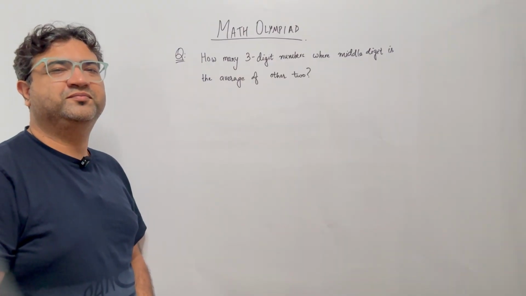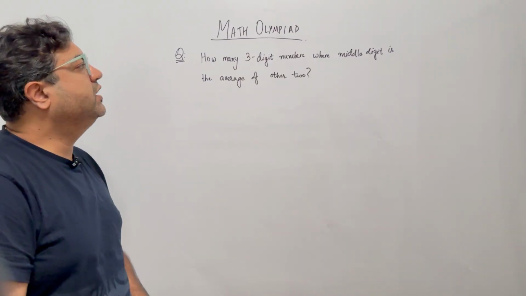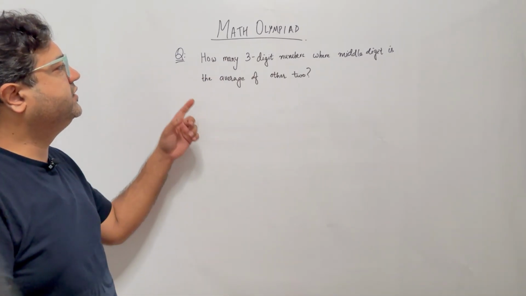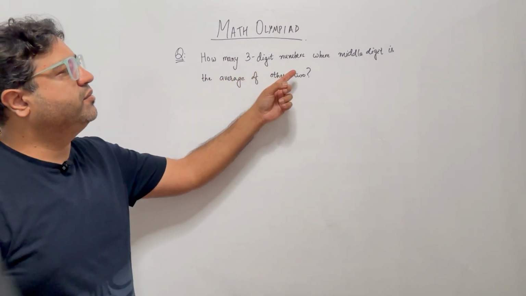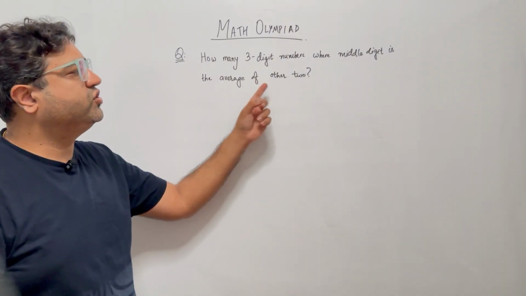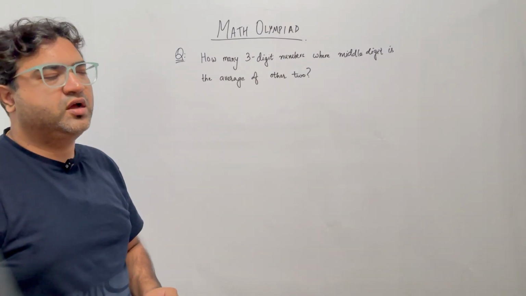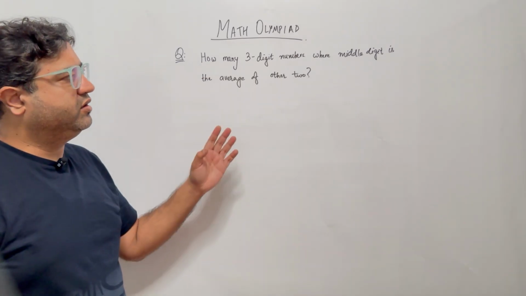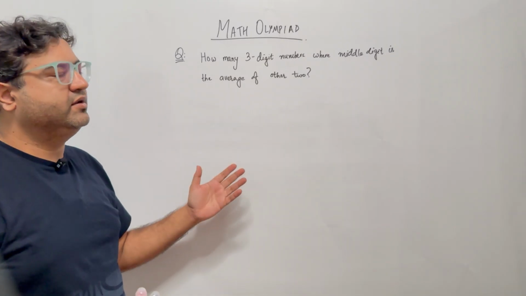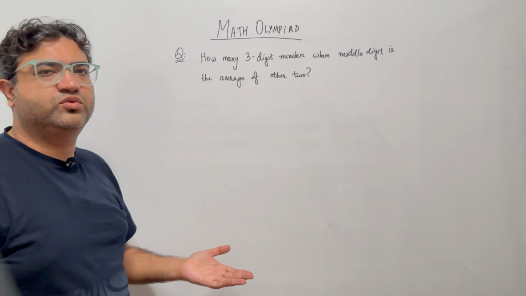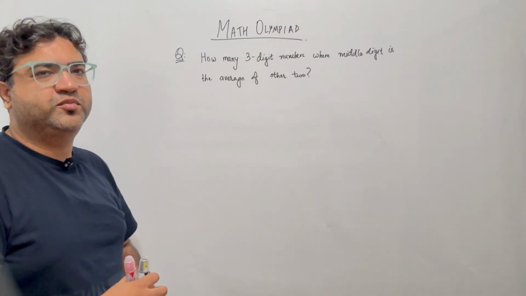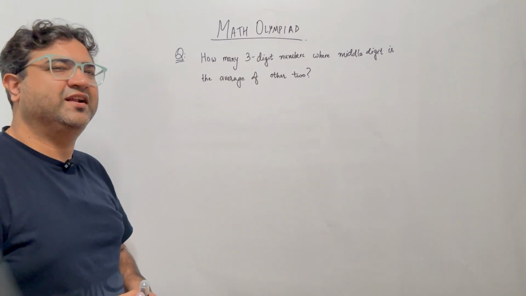Welcome to the video. Today we are going to solve another Math Olympiad problem. So the problem goes like this. How many 3-digit numbers are there where the middle digit is the average of the other two? So we have to identify all those 3-digit numbers, and there are two ways to approach this, and we'll look at both of them today. Okay, let's get into it.